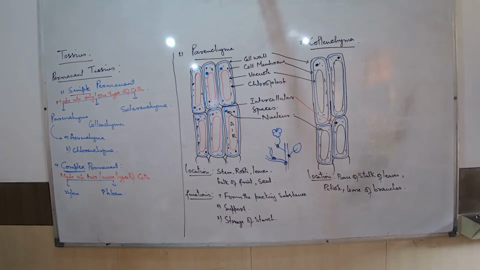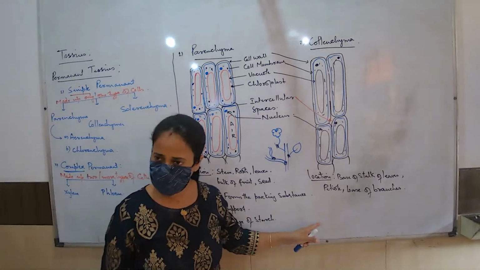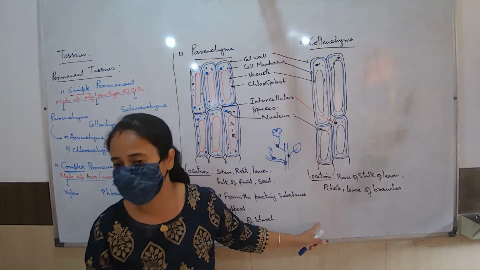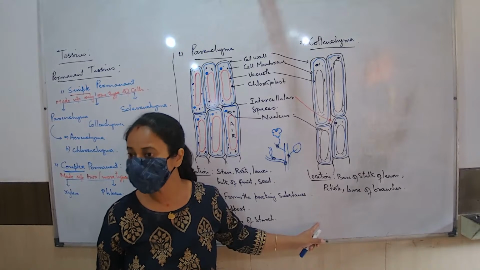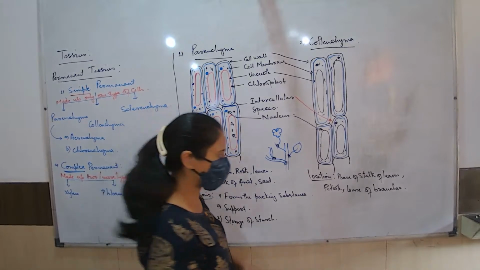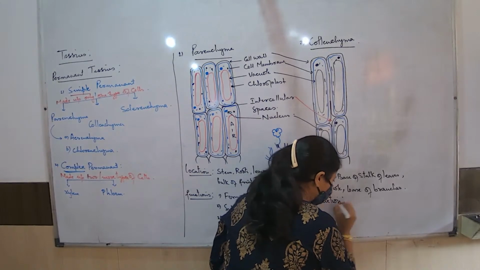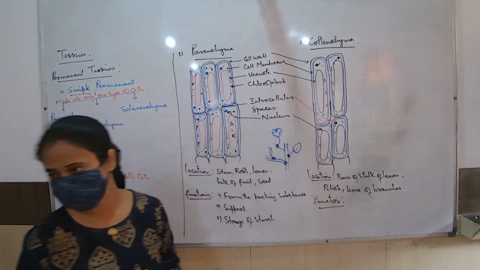So what is the function of such type of tissues? The function is providing flexibility to the plant parts. So what should you write as the function? The function would be providing flexibility to the plant parts.